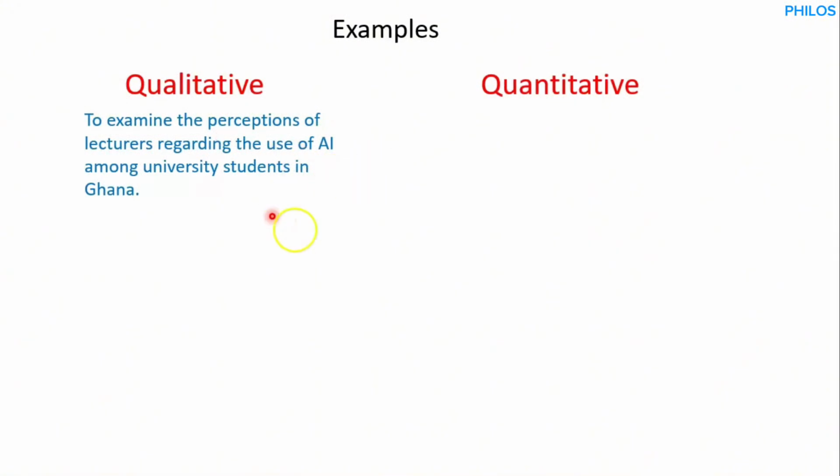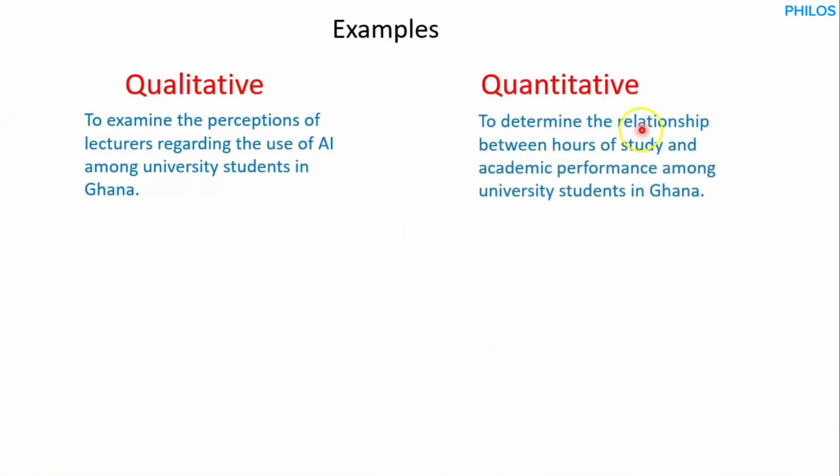Is that clear? Then if your objective is something like to determine the relationship between hours of study and academic performance among university students in Ghana. So this one, you want to determine the relationship between hours of study. Hours of study is quanti. You see that? You are going to collect the hours of study. 5 hours, 2 hours, you see that? And academic performance, maybe by their scores, you see. So you are using numerical data. So this is going to follow a quantitative approach.